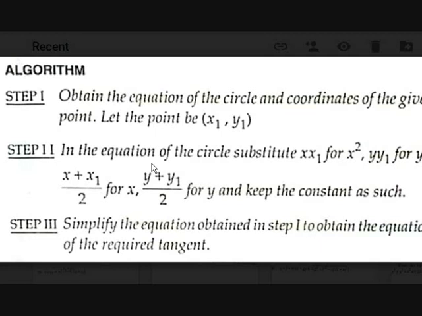And step 2 is, in the equation of the circle, substitute xx1 for x squared, yy1 for y squared, and (x plus x1) by 2 for x, and (y plus y1) by 2 for y, and keep the constant as such. Please leave the constant the same and replace x squared with xx1, y squared with yy1, x with (x plus x1) by 2, y with (y plus y1) by 2. This is also simple, right? Just substituting those values, and these values are also easy to remember. And step 3, simplify the equation obtained in step 2 to get the equation of the required tangent. That's it. It is a very simple process, right? You can use this algorithm if a point is given and you need the equation of the tangent.